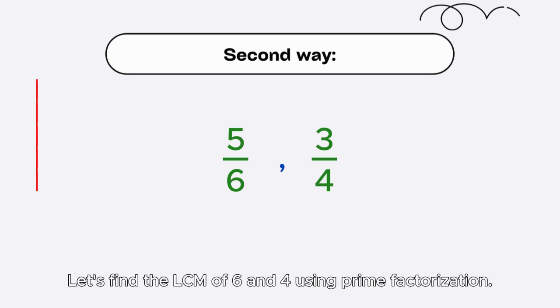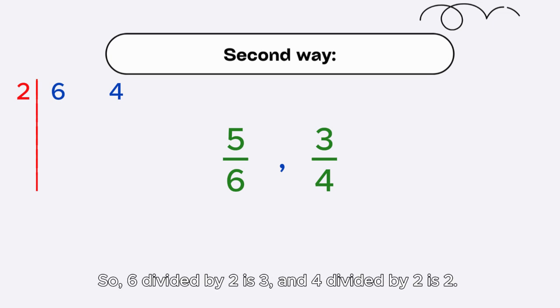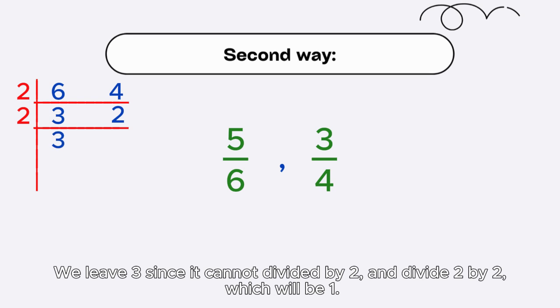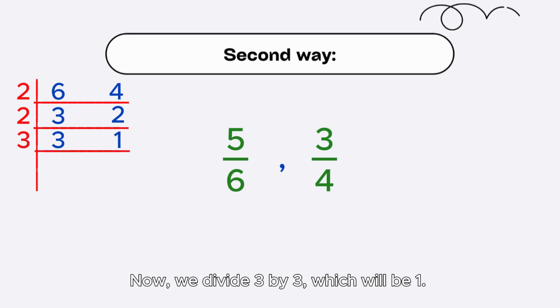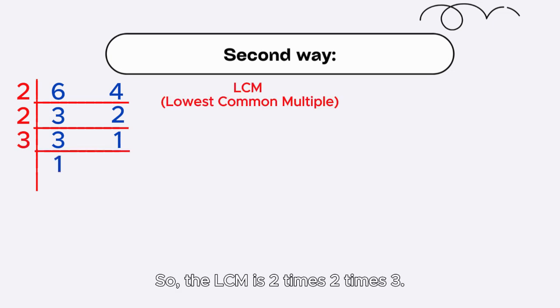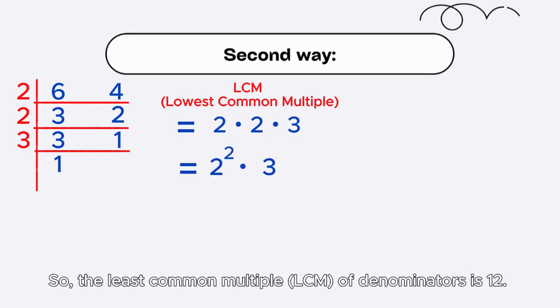Let's find the LCM of 6 and 4 using prime factorization. We start dividing both numbers by the smallest prime number, which is 2. So 6 divided by 2 is 3, and 4 divided by 2 is 2. We leave 3 since it cannot be divided by 2, and divide 2 by 2, which will be 1. Now we divide 3 by 3, which will be 1. So the LCM is 2 times 2 times 3. This is 2 to the second power times 3. So the least common multiple, LCM, of the denominators is 12.